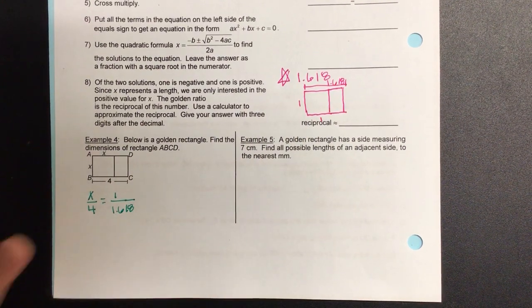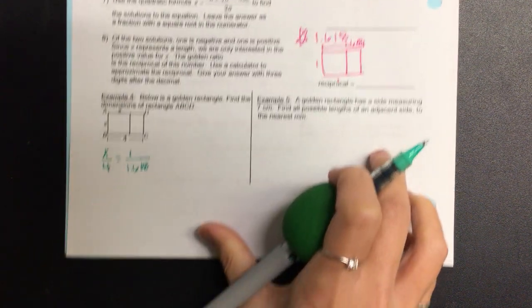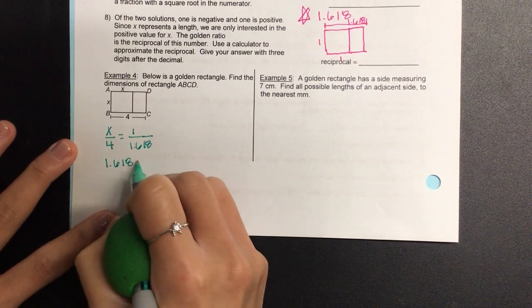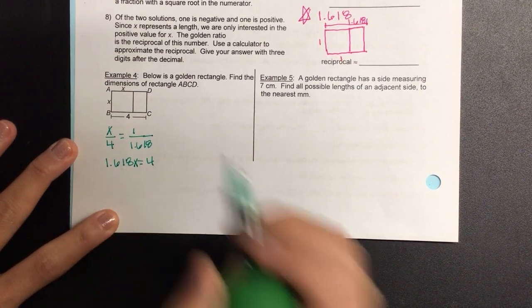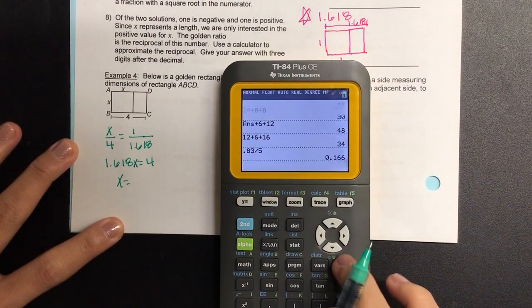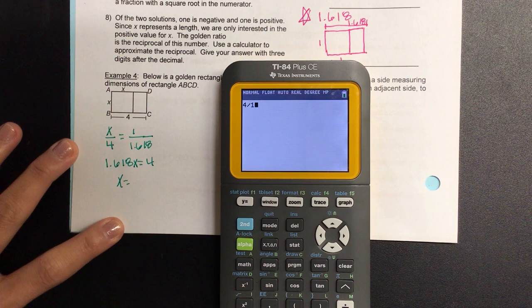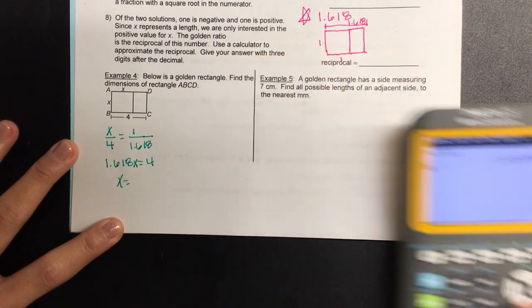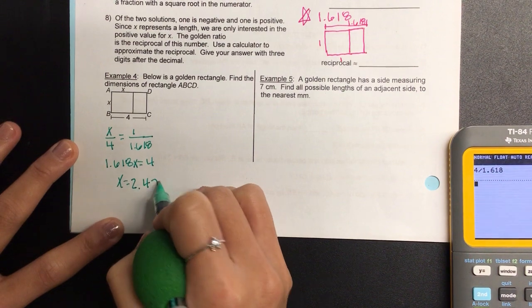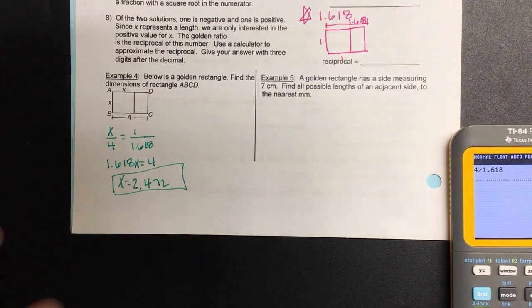And notice how ugly that number is? So we're going to use a calculator on this one. So when I cross multiply, I get 1.618 x is equal to 4. And I want to divide it by that number. We have 4 divided by 1.618. And to be consistent with the golden ratio number, let's make it in 3 decimal places, which will be 2 point how many? 472. So our dimensions will be 2.472 by 4.